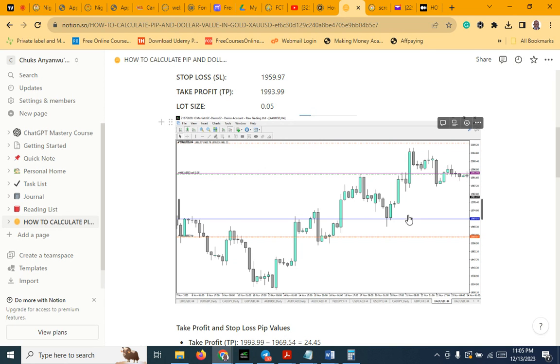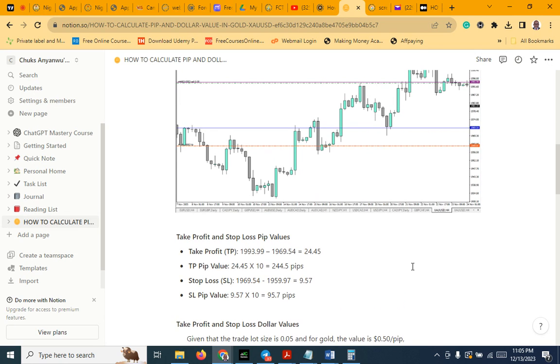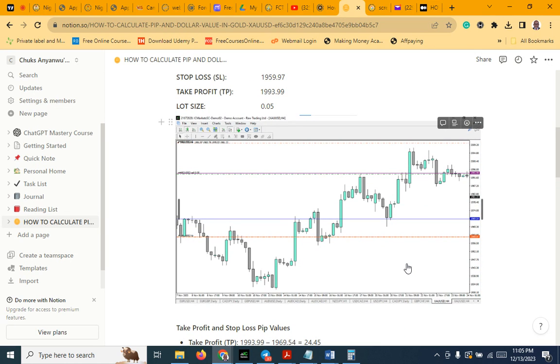Now, after you have planned it out like this, it's important for you to know what these values are. It's important to know how many pips your stop loss is from your entry, and how many pips your take profit is from your entry. It's very, very important. Thereafter, you also have to know the dollar value of your stop loss. Is your stop loss $20? Is it $25? Is your take profit $60? Is it $65? You need to know all this.